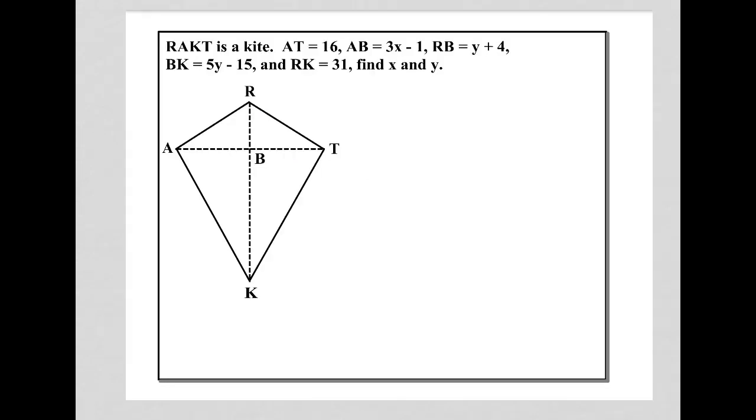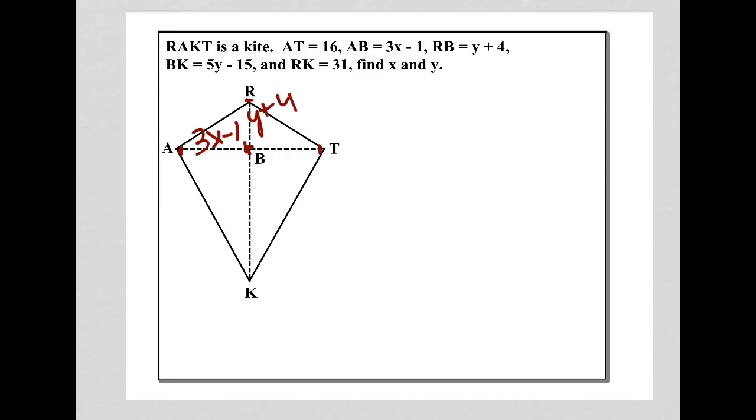All right, we have made it to our last example in the notes, so hopefully you are gathering that it is helpful to have your quadrilateral notes out and be looking at the properties as we go. So let's start marking up this last one, because there's a lot happening in this problem. We have that RAKT is a kite, so we need to pull out our properties of kites. We are told that AT is 16, so this whole segment here is 16. We're told that AB is 3x minus 1.